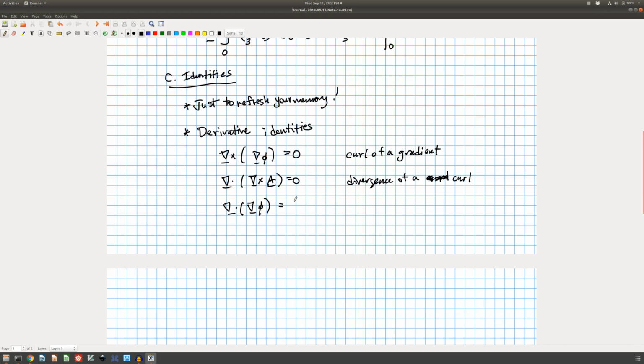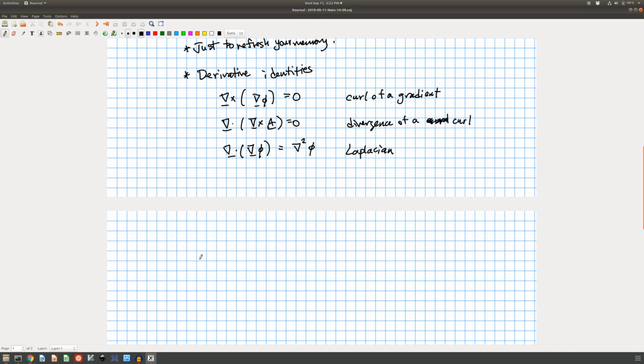And then last but not least here, if I take the divergence of a gradient, that is something we call the Laplacian, which we write as del squared. Notice that this here is a vector dotted with a vector. This is a scalar. So this is the Laplacian.